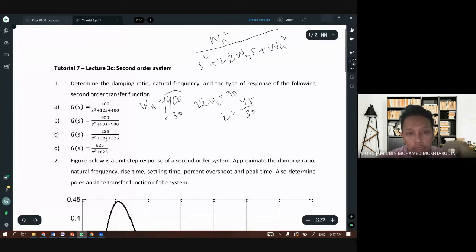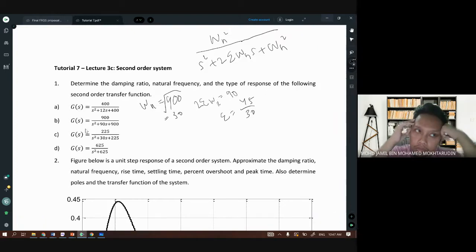And then the third one, so omega n squared equals 225. 15, okay, should be 15.